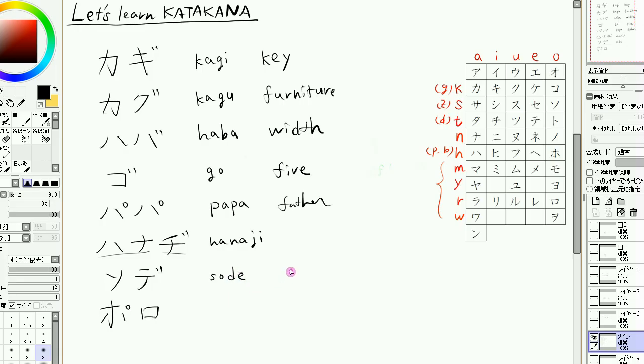Sode, sode. This means sleeve. Okay, this one is a half voiced marker, so P sound. Poro, poro. Actually, it means polo. Yeah. In Japanese, it's always reading R. We don't have L.